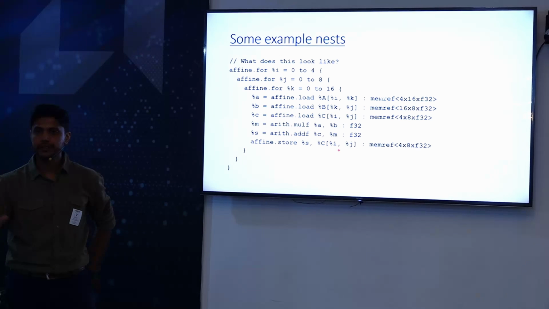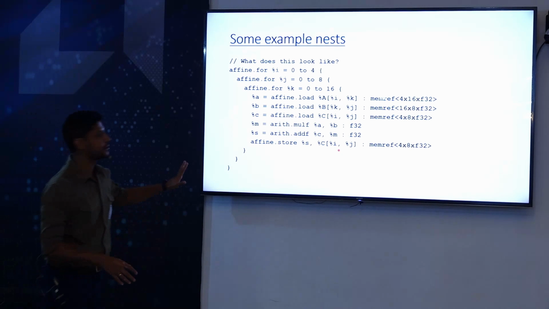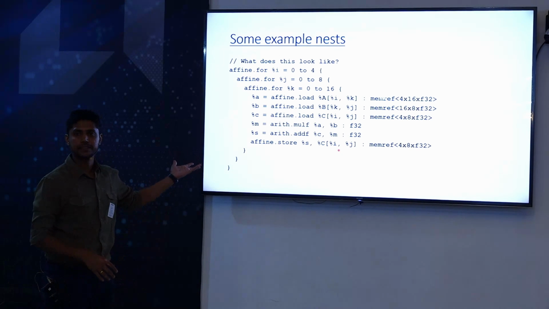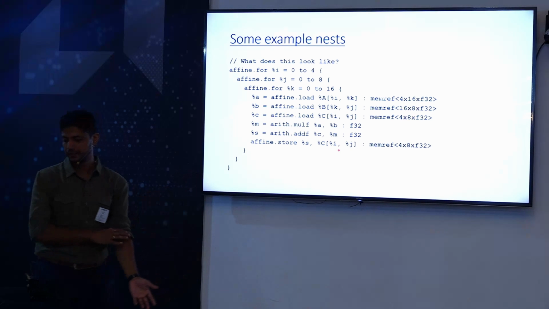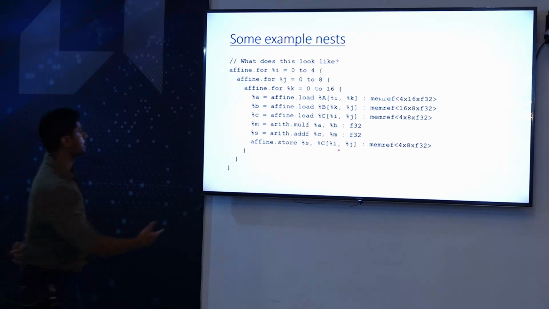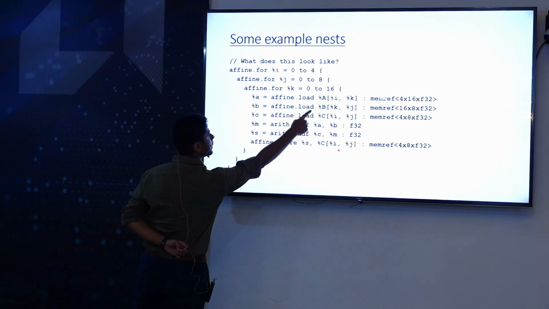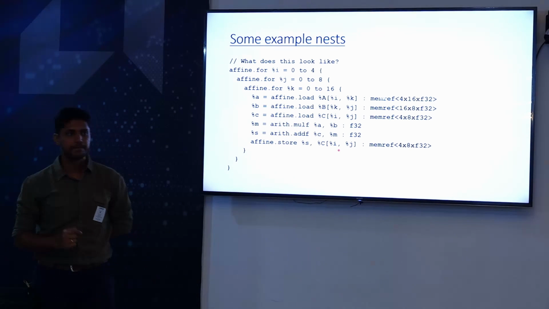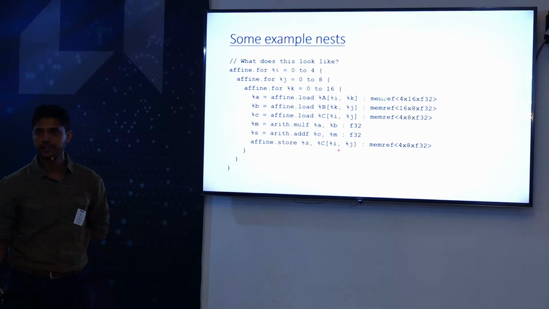Okay, just to make sure that you are comfortable with affine nests, can somebody guess what this nest is doing? Matrix multiplication. This is a matrix multiplication. It is summing up at C, multiplying A and B. Very similar to a C code that you would write. A[i][k] values. Okay.